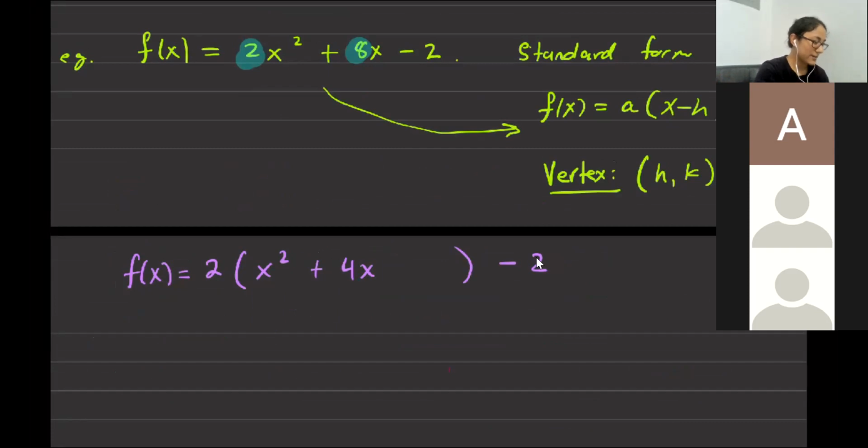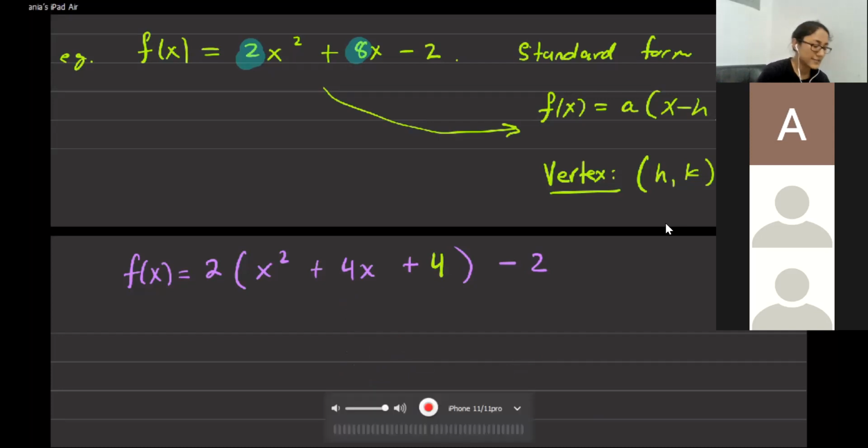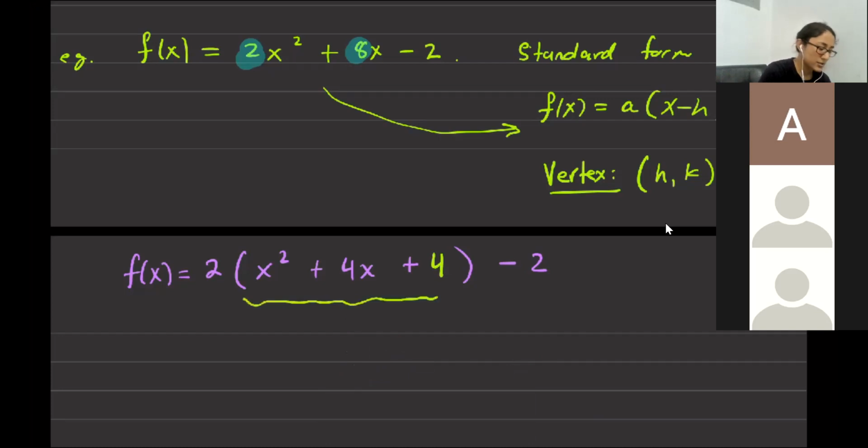So now let's continue on. I'm going to take half of my b term, that's this one right here, and I'm going to square it. That gives me 2 squared, which is 4. So 4 is what I'm going to add inside the parentheses. Now, overall, we didn't really add 4, right? What did we add overall? Who remembers? 2 times 4? Exactly, because this is all inside the parentheses. So overall, we actually added 2 times 4. So you also need 2 times 4 on the left-hand side, so you keep it balanced.